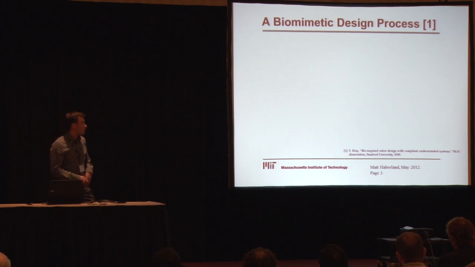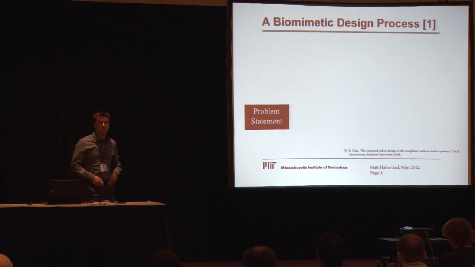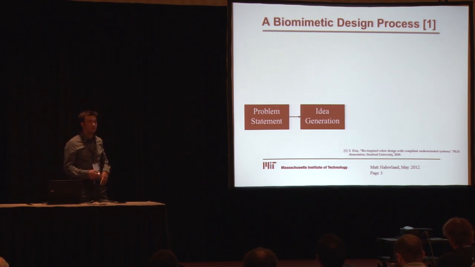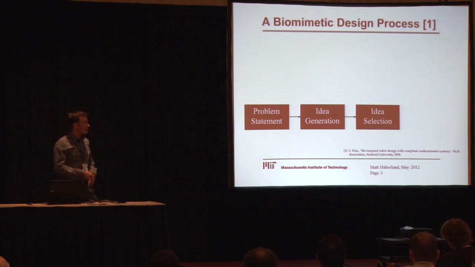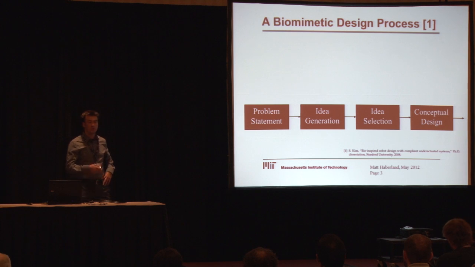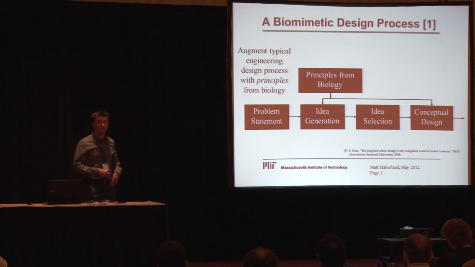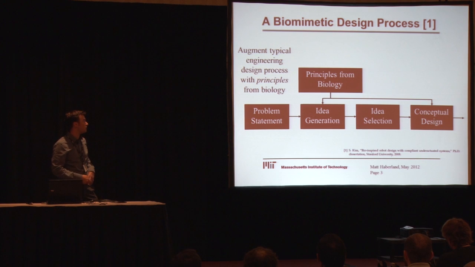So the biomimetic design process, as our lab sees it, begins like the typical engineering design process with a problem statement, continue on to generate ideas, such as brainstorming exercises. You select ideas based on certain criteria, go on to conceptual design, detailed design, etc., maybe iterate. But what sets it apart is that you take principles from biology. You don't just copy the biological solution. You take ideas and you apply them to the idea generation and conceptual design phases.